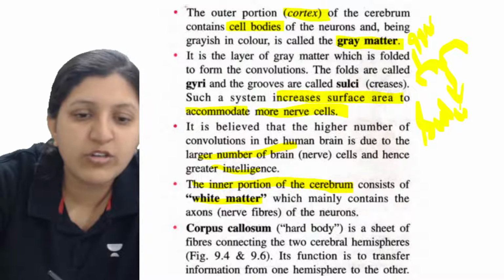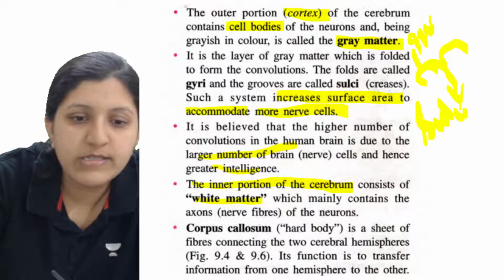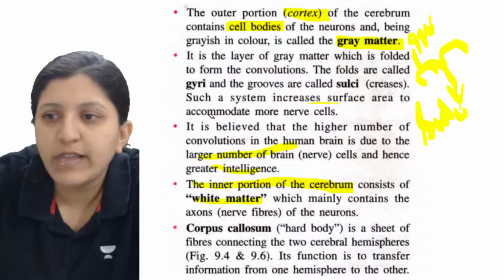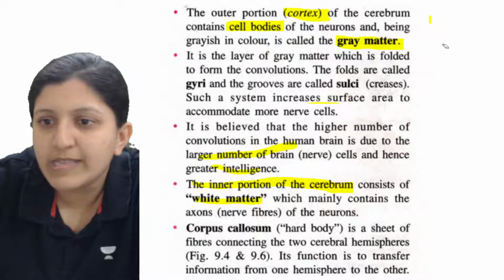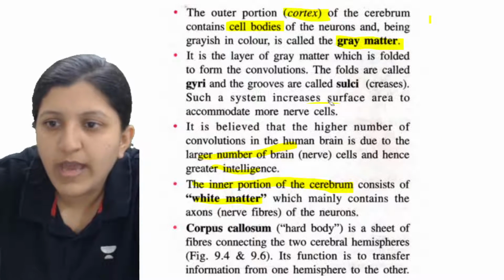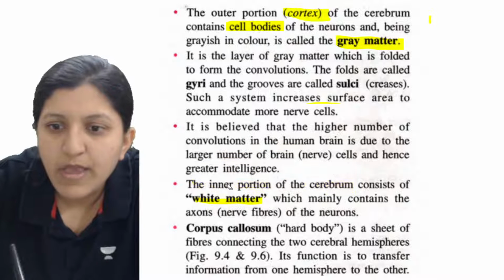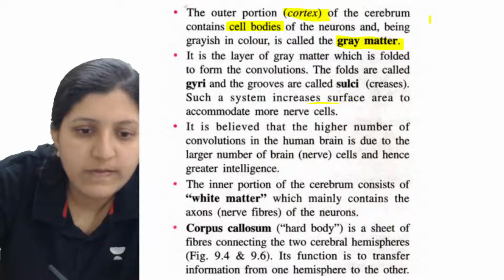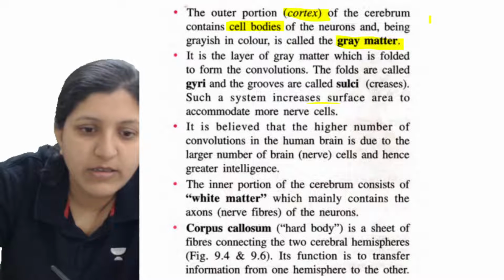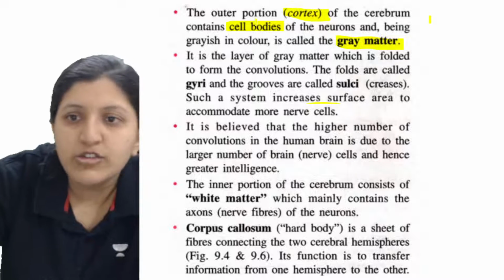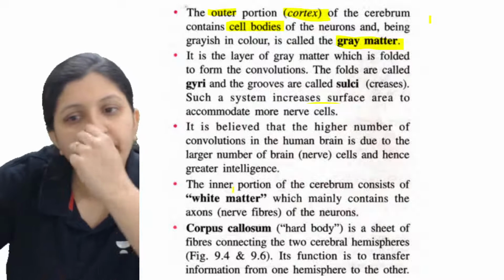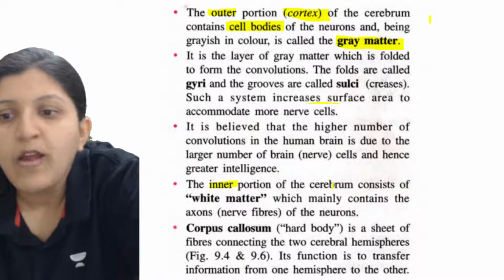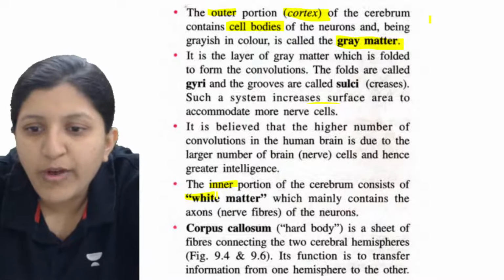So now moving on to this part. You can see there is this part that we were discussing, about the gyri and sulci. So let's have a look at this other part as well, which is very important. So now this was the outer portion. Now with respect to the inner portion of the cerebrum, it consists of white matter.